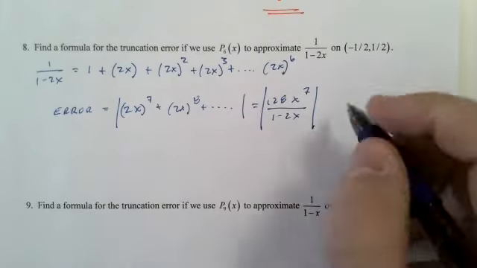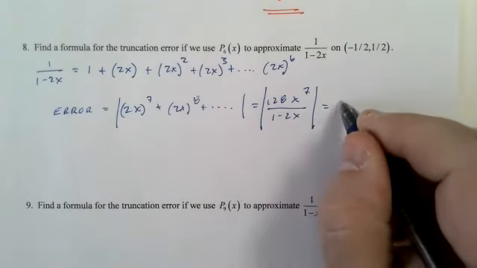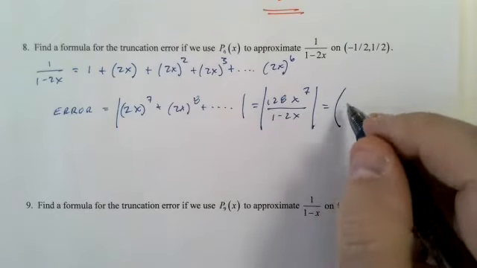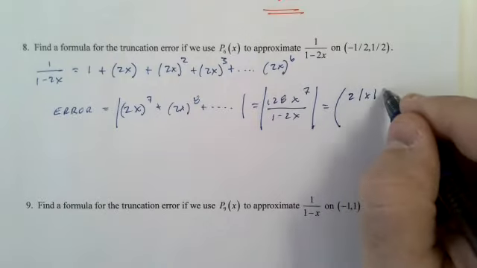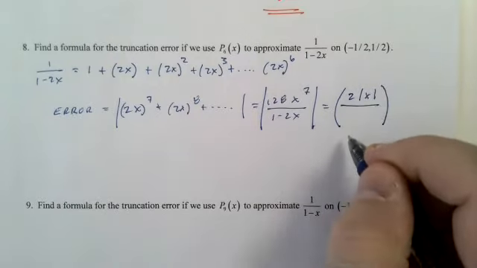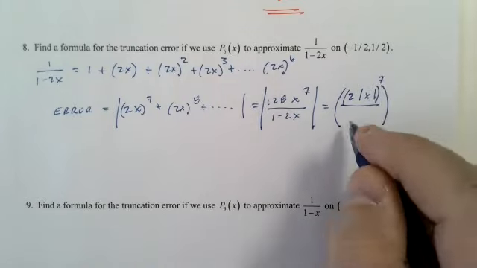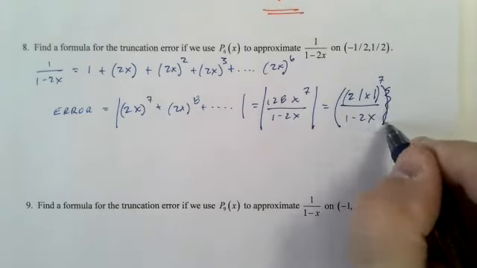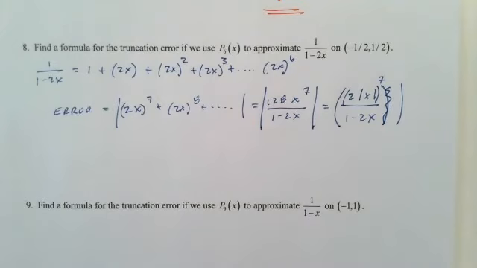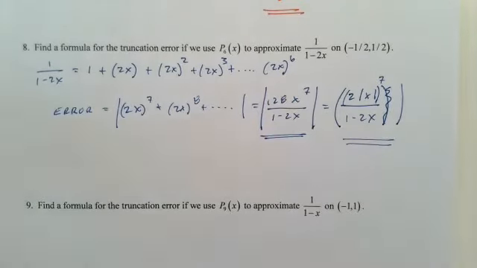Now if you want to make it a little simpler looking, you do not have to do this. You could go with, yes, I'm getting rid of the absolute values, 2 absolute value of x to the seventh over 1 minus 2x. Make sure you understand the sevenths in there. But this is fine with me, and I would not make that extra step unless I had a really good reason.